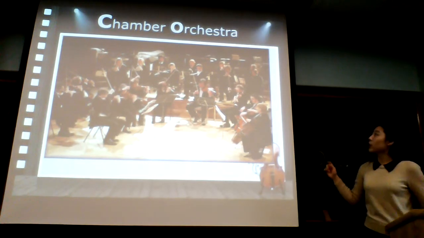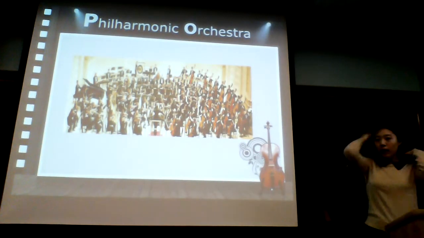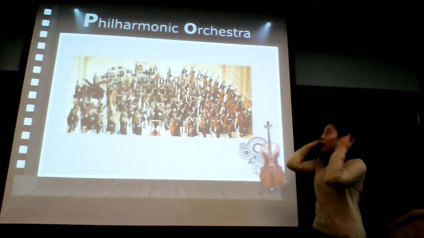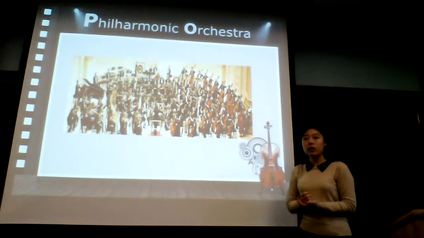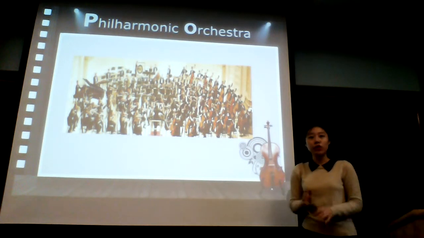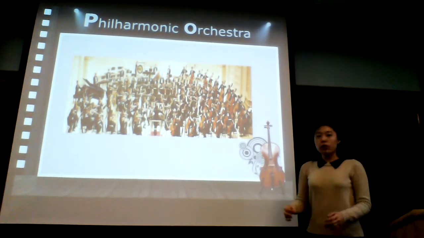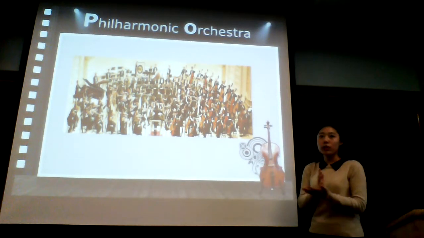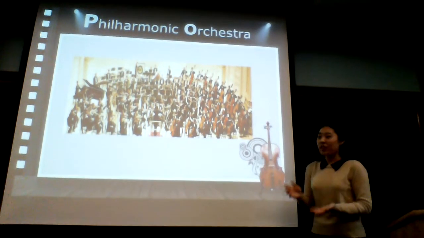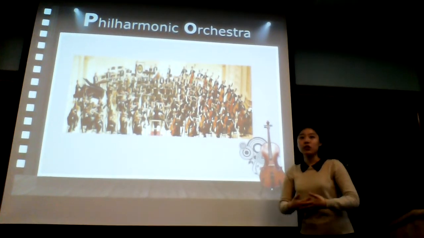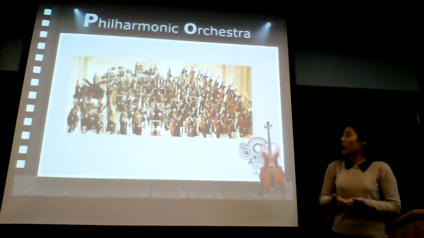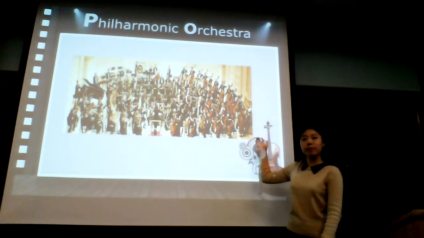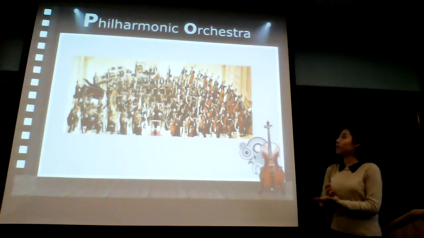Okay, let's move on to the philharmonic orchestra. Compared to the chamber orchestra, a philharmonic or symphony orchestra is a full-sized orchestra that has about 100 musicians. Of course, they have full instrumentation, so they can play both large and small works. But they usually play large symphony pieces, such as Beethoven symphonies. In this picture, you can see all instrumental groups compared to the other orchestra.